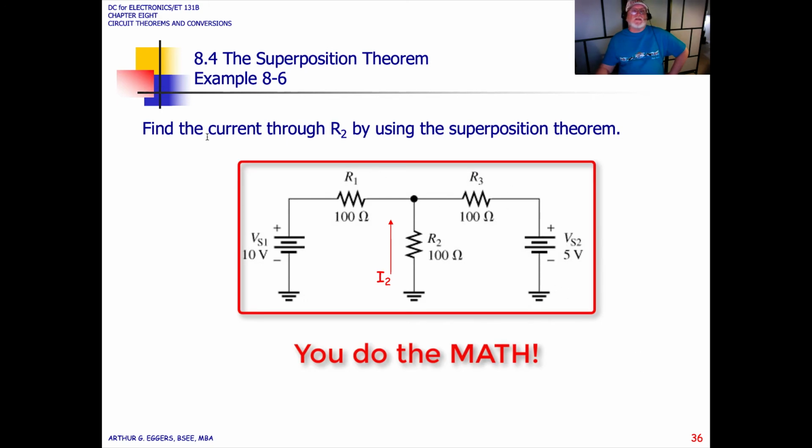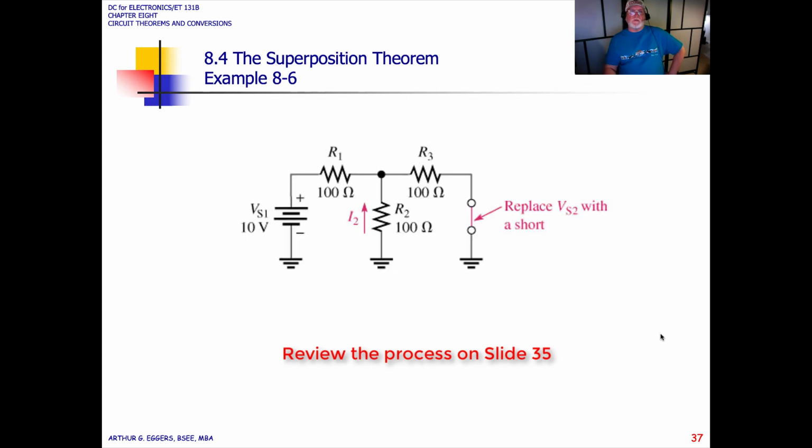So in this case, find the current through R2 by using the superposition theorem. We've got a 10 volt source, 100 ohm, 100 ohm, 100 ohm, and a 5 volt source on the opposite side. So this should make the math easy. The first thing we do is replace V source 2 with a short. That's going to put R2 and R3 in parallel with each other.